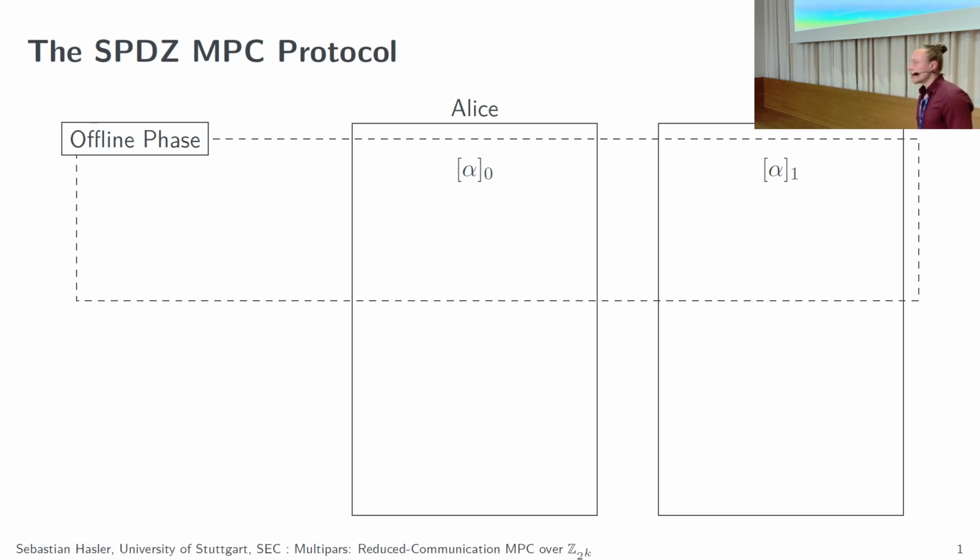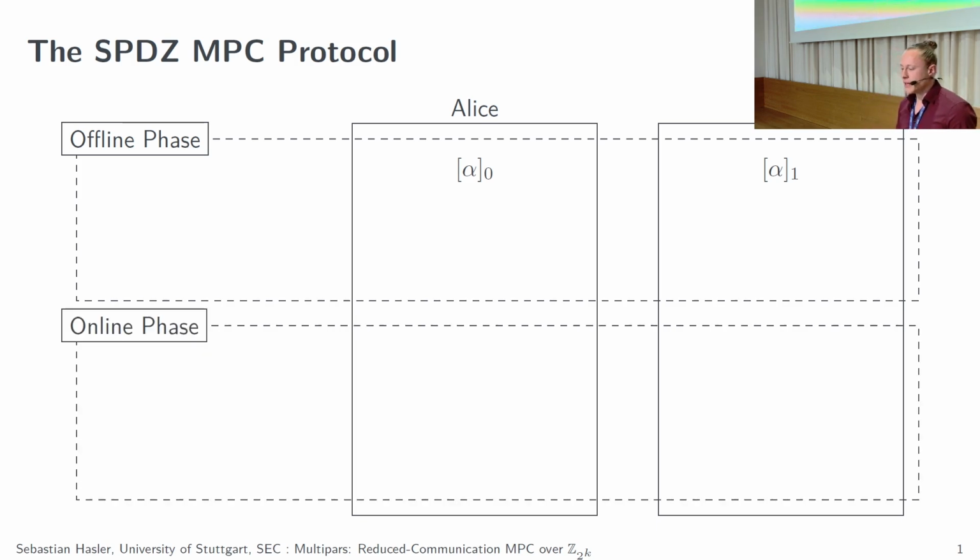And this correlated randomness in the SPDZ MPC protocol consists of a secret MAC key alpha. So this is just a secret number alpha in our domain, which is secret shared among the parties using additive secret sharing, also known as full threshold secret sharing. And then they will also produce some more correlated randomness, which I will talk about soon.